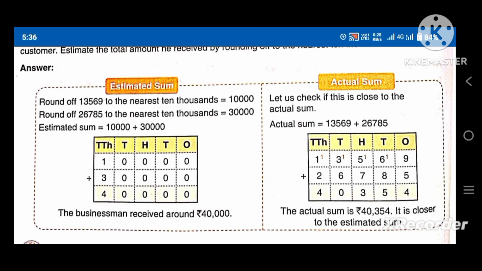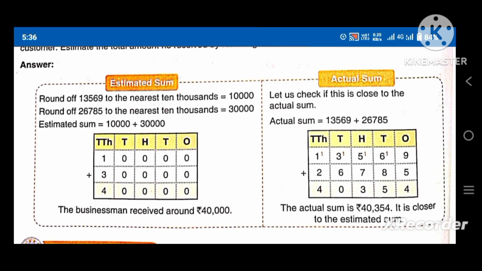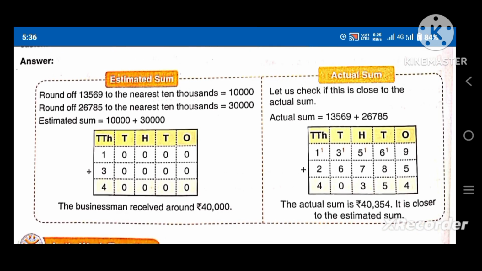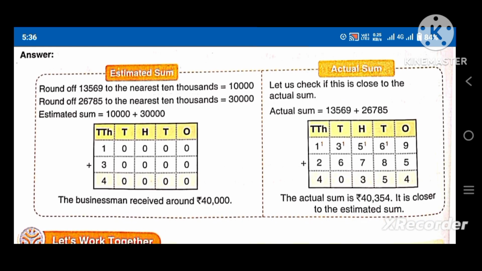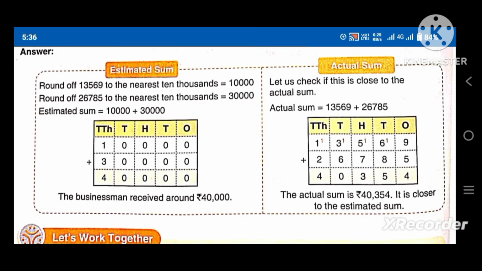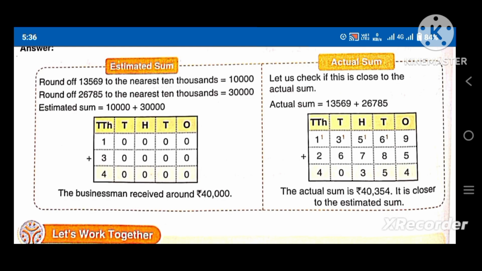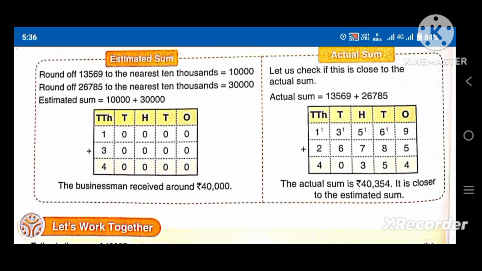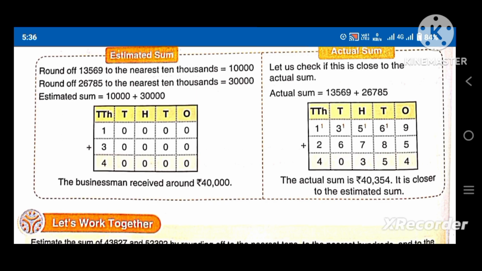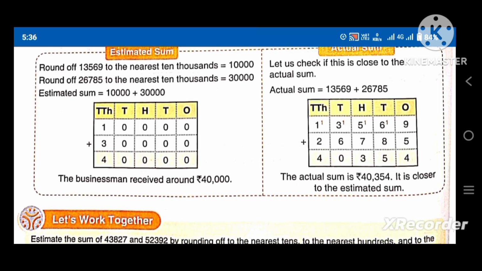Actual sum. Let us check if this is close to the actual sum. Actual sum is equal to 13,569 plus 26,785. The actual sum is 40,354 rupees. It is close to the estimated sum.